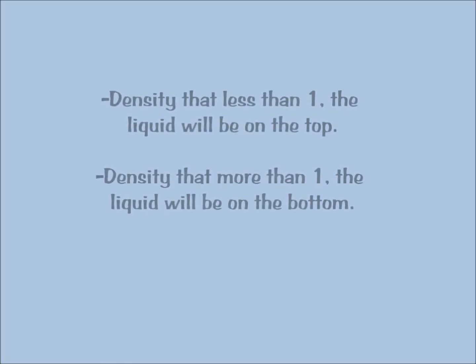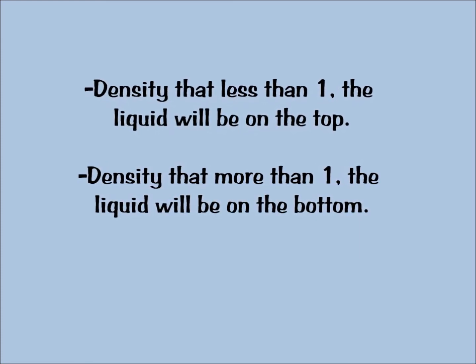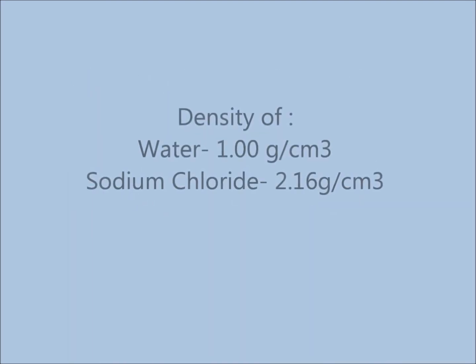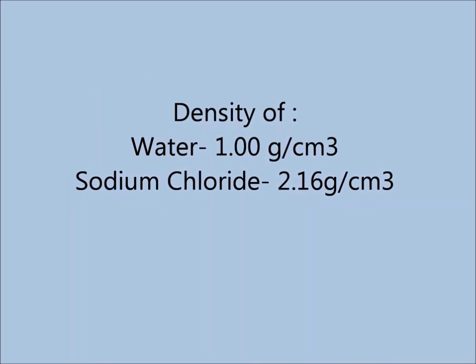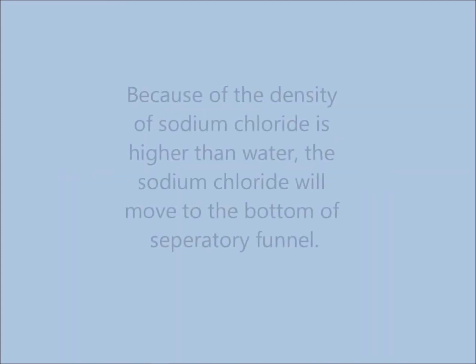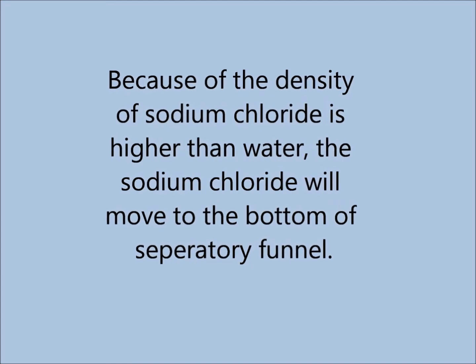Liquid-liquid extraction is a useful method to separate the components of a mixture. When the density is less than 1, the liquid will be on top. Meanwhile, when the density is greater than 1, the liquid will be on the bottom. The density of water is 1 gram per cm cubed, while the density of sodium chloride is 2.16 gram per cm cubed. Because the density of sodium chloride is higher than the water, the sodium chloride will move to the bottom of the separatory funnel.